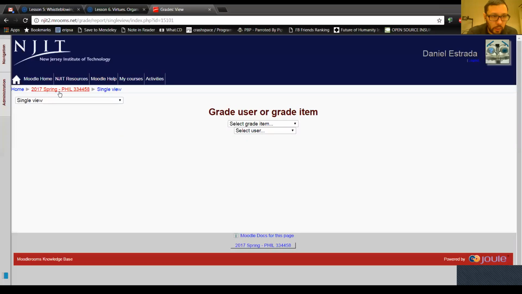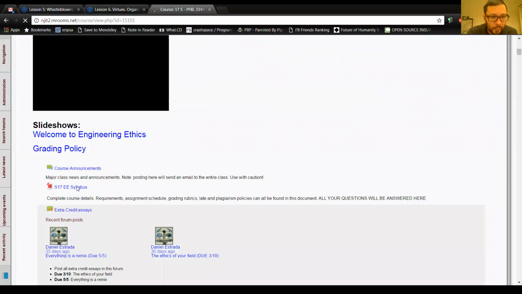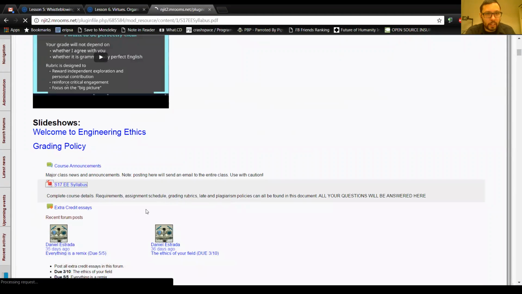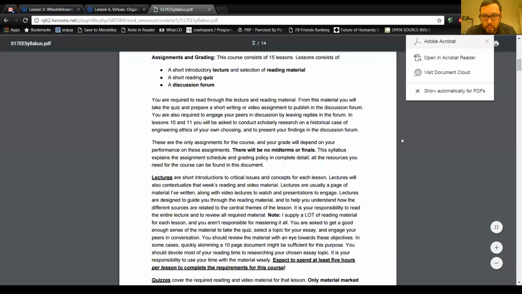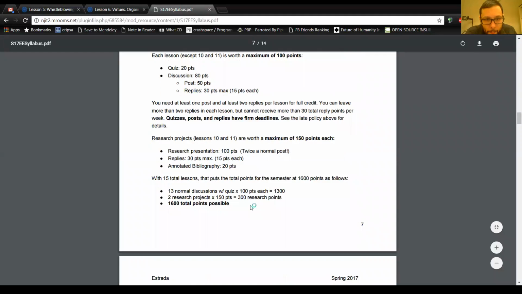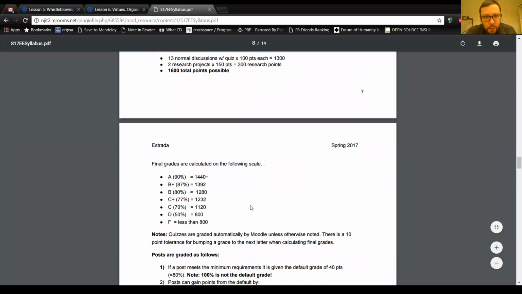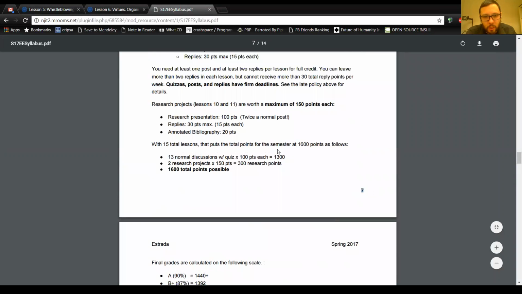In the syllabus, there's a rubric at the end that tells you how to calculate final grades. I'll go ahead and show it to you. So this is the syllabus. I know the syllabus is really long and boring, but if you go to the very end of the syllabus on page 7, there are 1,600 total points for the semester.